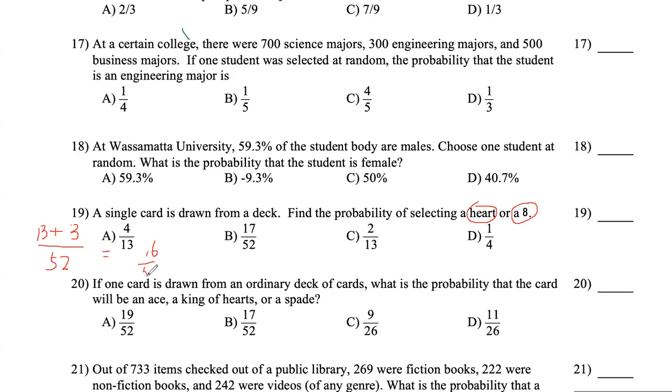52. Do we have an answer here? So we try to simplify that, right? So both sides divided by 4. So we got a 4 in the numerator. In the denominator, got 13. So it's 4 over 13. The answer is A. Follow me? So that's the tricky part, everybody. When they are asking the probability of getting heart or 8, right? So it's like a probability of A or B.